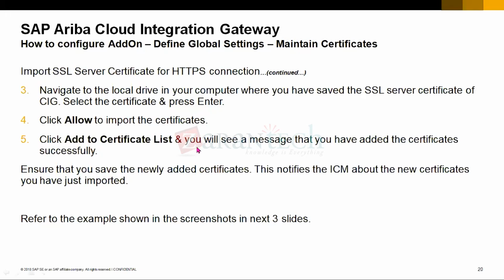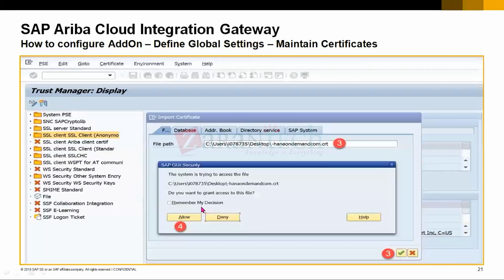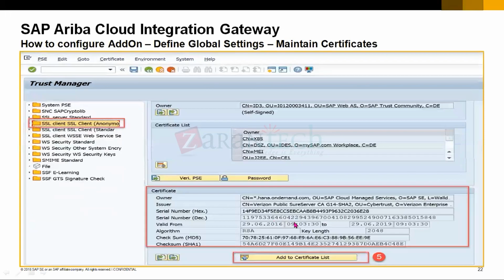Okay. Then apart from that, they're describing the different steps here. You'll get this kind of pop-up. You have to give the file. You can see the file name here. Then click on allow. Once you do that, the certificate information will get updated here, right? Then we have the option add to certificate list.